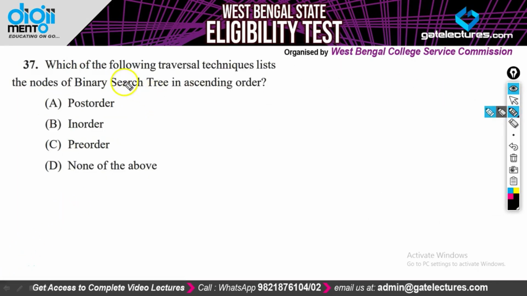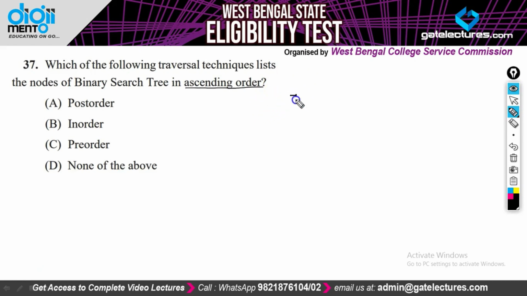So here we have a question which says, which of the following traversal techniques lists the nodes of a binary search tree in ascending order? We know we have three traversal techniques: post order, in order, and pre-order. They are asking which of the techniques traverses the list in ascending order. One of the best ways to solve this kind of question is by solving an example, calculating its pre-order, in order, and post order, and then seeing which one gives the ascending order. So let me give you an example, it will be clear for you then.